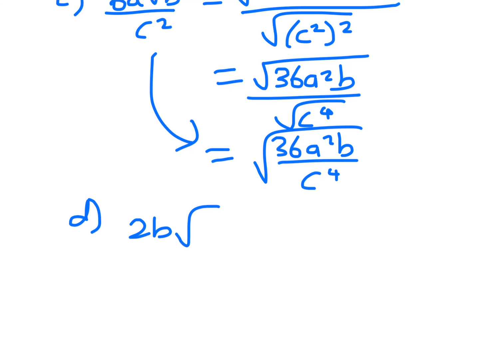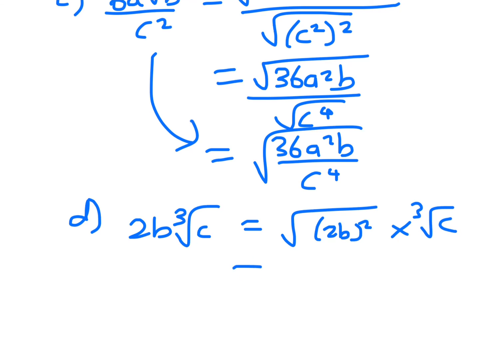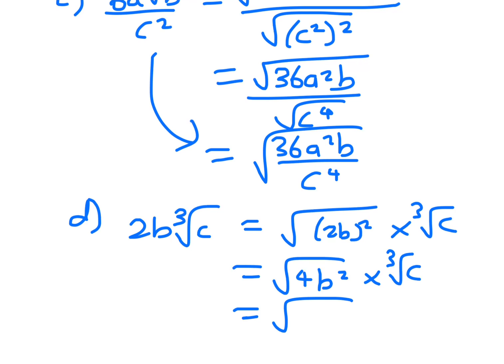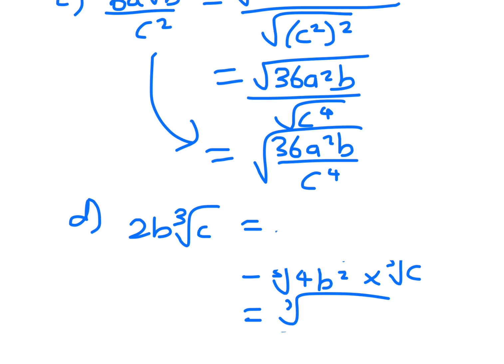Okay, d, 2b cube root of c. So square the 2b times the cube root of c, which is root 4b squared times the cube root of c, which is 4b squared. Oh, you can't do those because one's a... oh no, I made a mistake. I should have put a cubed. You can do that. Silly me. Because it's a cubed, I didn't notice it was a cube. I did it on one, but not on the other.